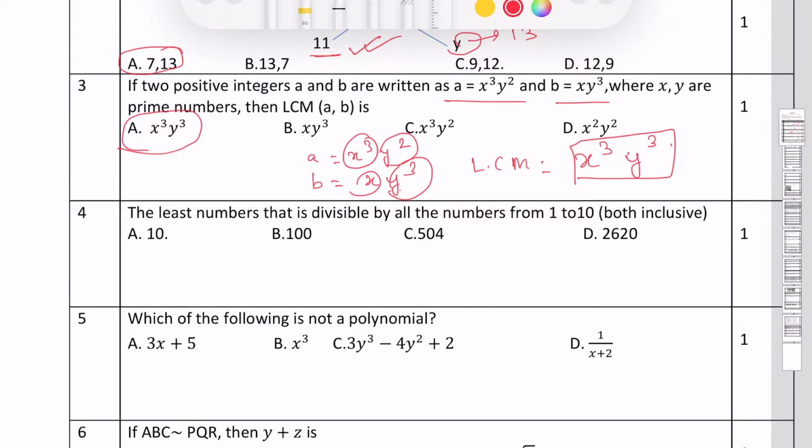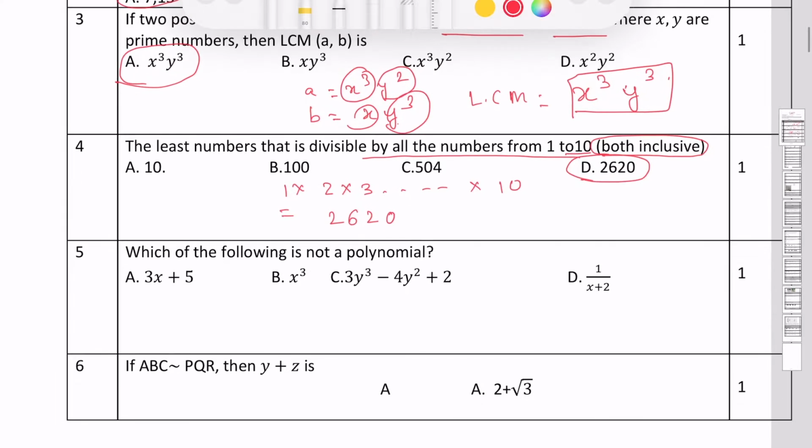Fourth question is, that is divisible by all numbers 1 to 10 inclusive. Here you have to be careful because we take 1 to 10. That means what? We take the LCM, we multiply with 2 till 10 because both are inclusive, and the product is 2520. So this will be answer D.